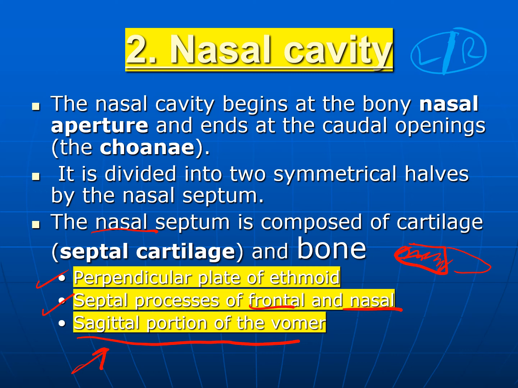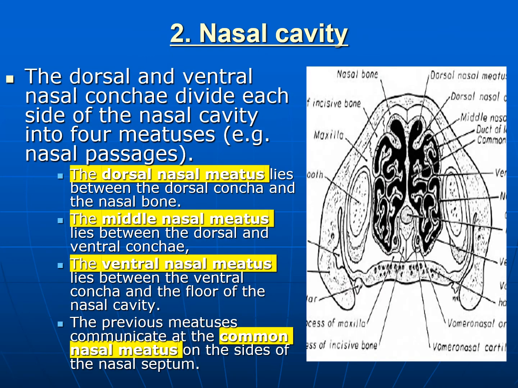So we can see here that a brain case bone helps in the formation of the nasal septum, and also facial bones, which are the nasal bone and the vomer bone, help in the formation of the nasal septum. This is the area of the nasal septum. As I said, the nasal bone, frontal bone, ethmoid bone, and perpendicular plate of the ethmoid bone with the vomer bone, all of these bones help in the formation of the nasal septum.